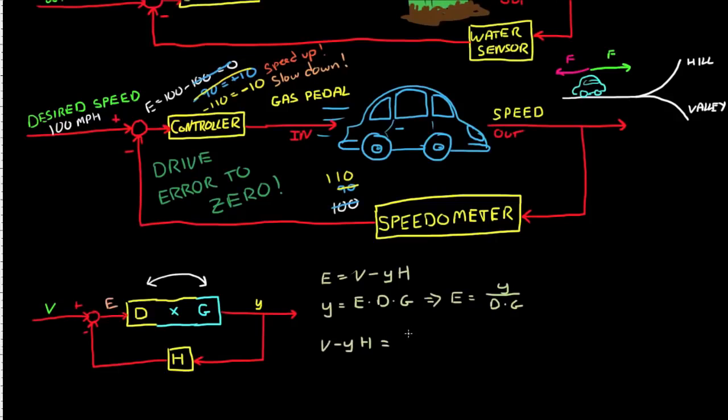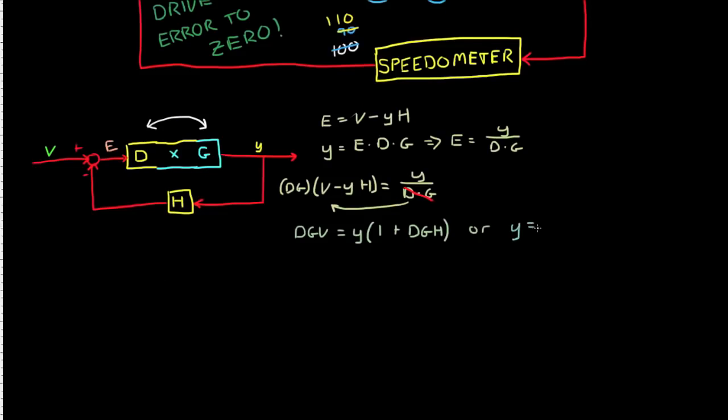Now you can set both equations equal to each other, and through a few more algebraic steps, you can solve for the variable Y with respect to V. And since Y is the output and V is the input, the rest of that equation is what we refer to as a transfer function of the system. In this case, the transfer function is D times G over 1 plus DGH. And for those who are paying attention, you'll notice that I forgot to write the V at the end of that equation there.